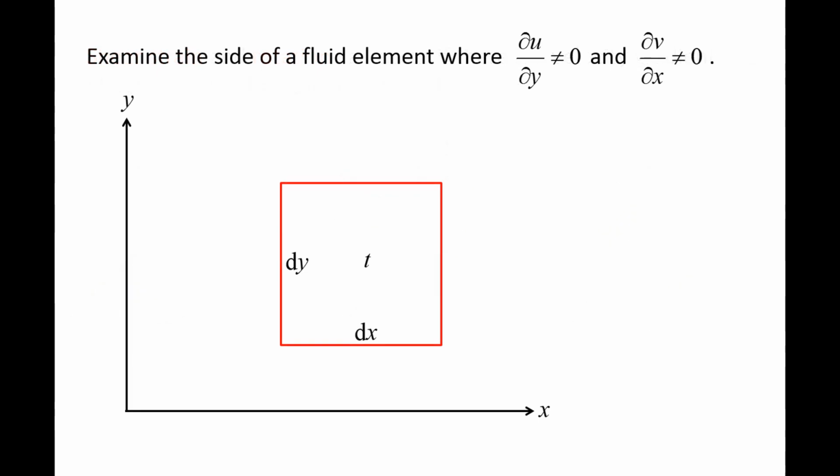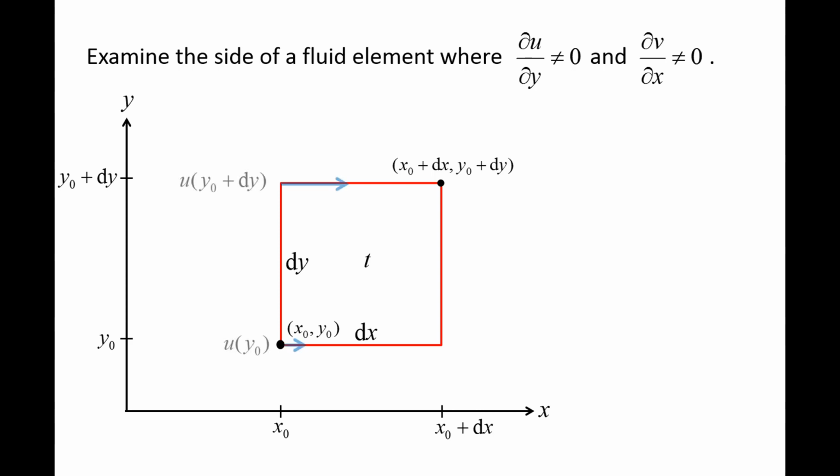Here we have a fluid element at time t with sides dx, dy, and dz. We are looking at the side of the fluid element, so dz is into the screen. We labeled the lower left corner of the fluid element as x0, y0, and the upper right corner as x0 plus dx, y0 plus dy. Let's assume that the fluid element is in a velocity field with velocity gradients in the x and y directions.